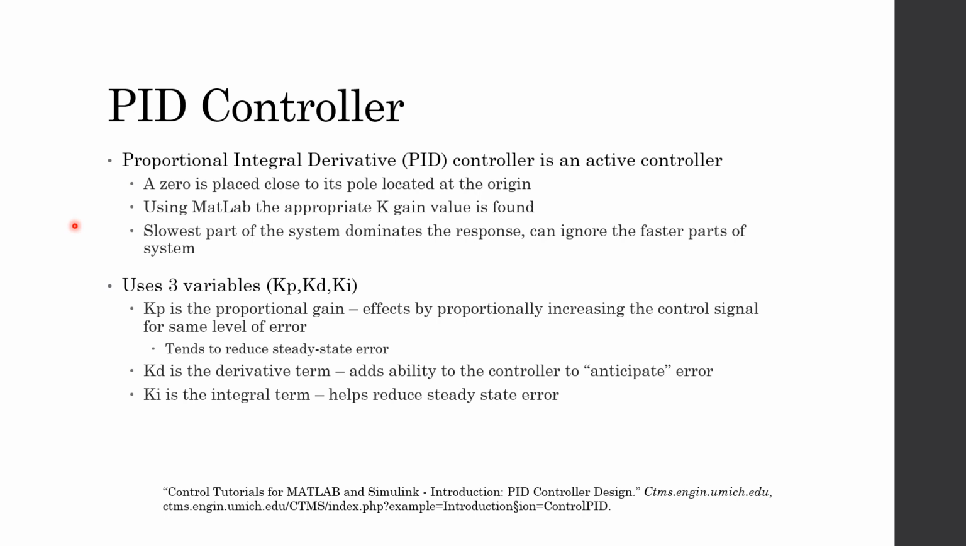In the PID controller, it uses 3 variables, Kp, Kd, and Ki. Kp is a proportional gain. It affects by proportionally increasing the control signal for the same level of error. This tends to reduce steady state error. Kd is a derivative term, adds ability of the controller to anticipate an error that's coming. Ki is the integral term, helps reduce steady state error.